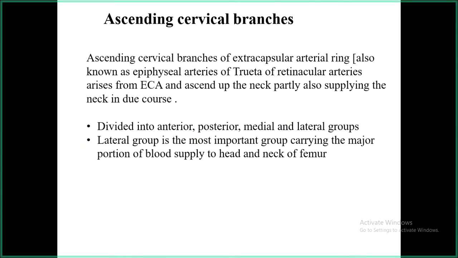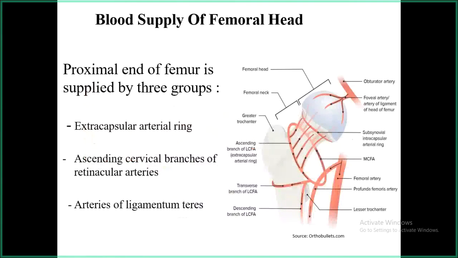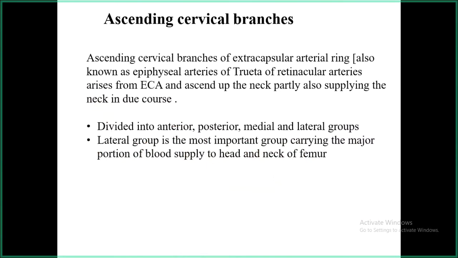Ascending cervical branches of extracapsular arterial ring, which is also known as epiphyseal arteries of Trueta or retinacular arteries, arise from extracapsular arterial supply and ascend up into the neck, partly also supplying the neck in due course, which is divided into anterior and posterior as well as medial and lateral groups, which is shown here, right? Lateral group is the most important group which carries the major portion of the blood supply to head and neck of the femur.